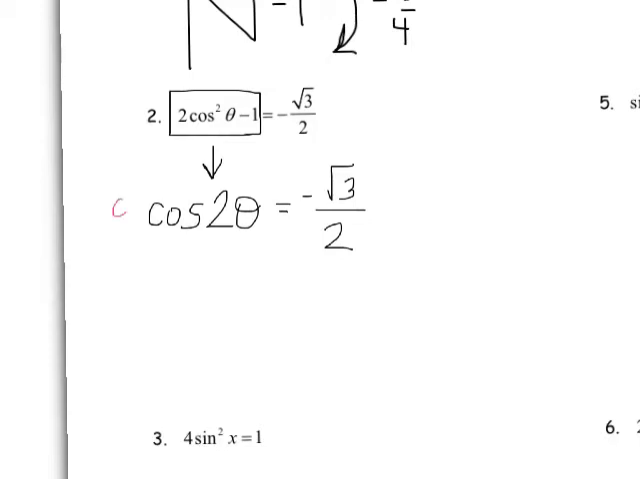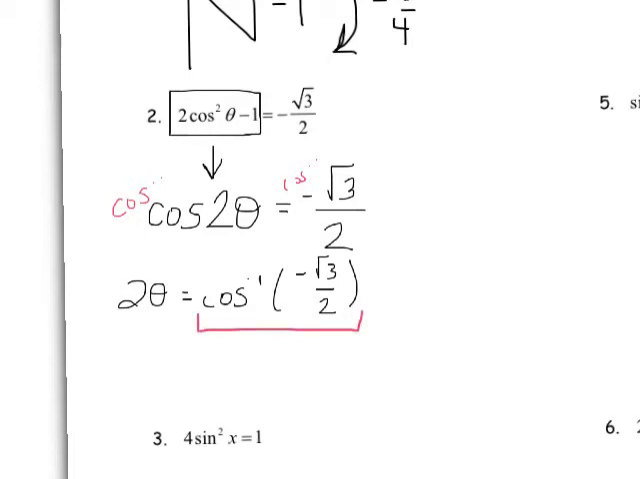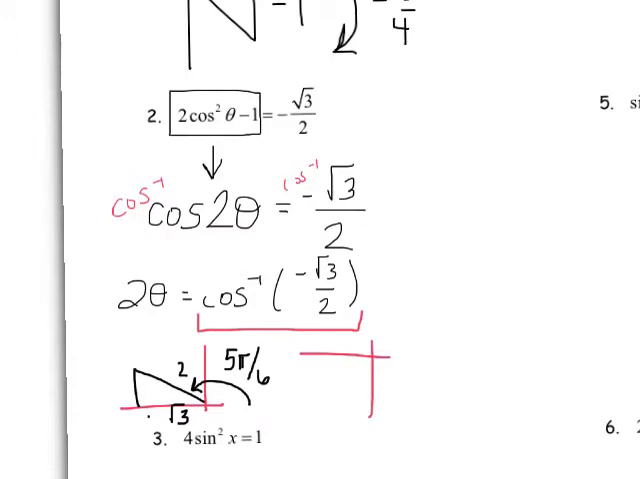So now we just have to do cosine inverse on both sides. So we have 2 theta equals cosine inverse negative root 3 over 2. So we can find our answers from this. So where is cosine's adjacent? Negative root 3 and hypotenuse 2. So that's here. 5 pi over 6. And then also here.